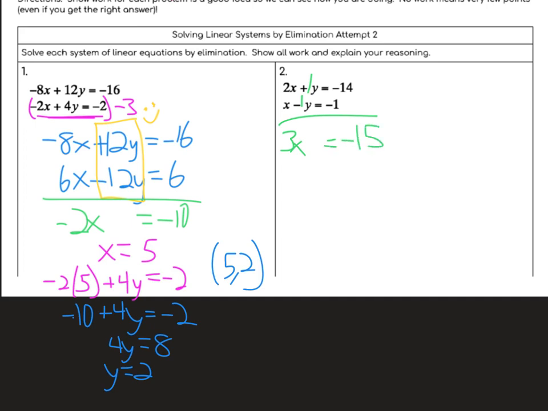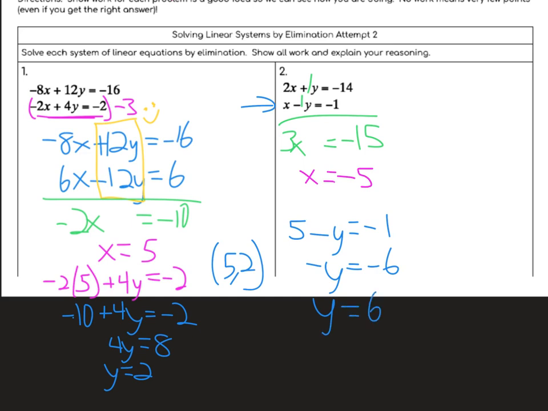Divide both sides by 3, you get x equals -5. But wait, you're not done. You have to figure out what y is. I'm going to go ahead and plug in, I don't know, the bottom one. So I have 5 minus y equals -1. I'm going to subtract 5 from both sides, so that's -6. Now that's -y, so I want positive y, so I get 6.